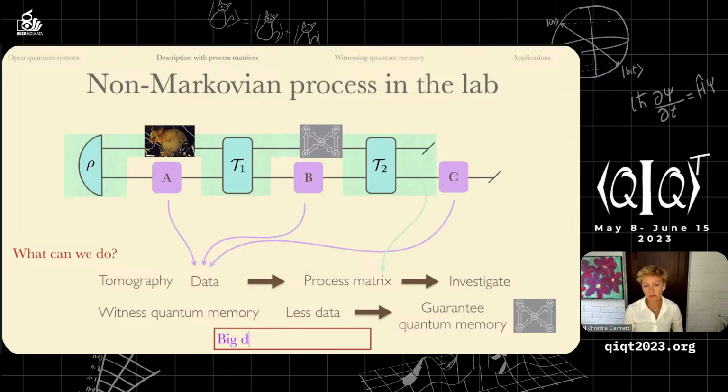And I just wanted to specify that this is a really big deal for experiments. If they can obtain the process matrix, it's the first time that they can really fully characterize a multi-time process that has quantum memory.